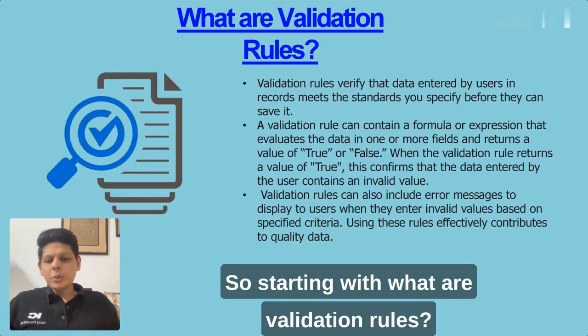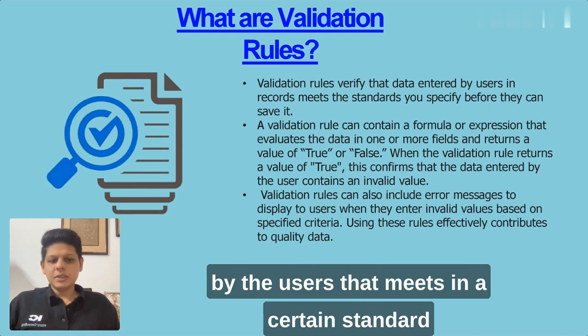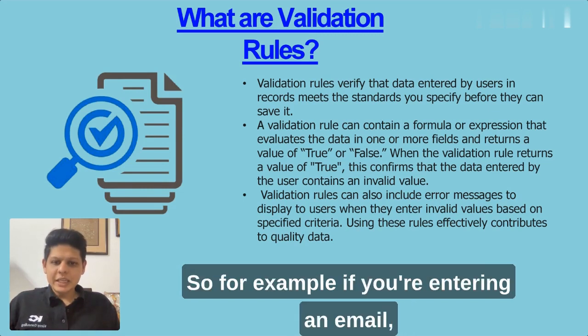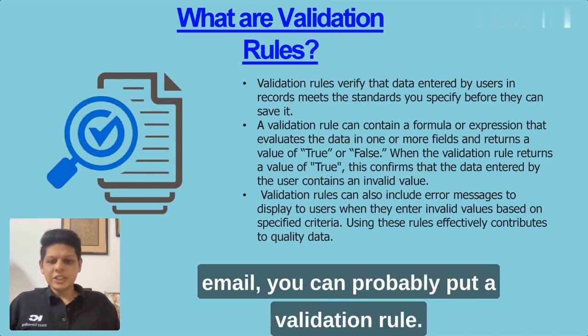So starting with what are validation rules? Validation rules help you verify that the data entered by the users meets a certain standard, which improves the data quality of the system. For example, if you are entering an email and you are not entering a valid email, you can probably put a validation rule.